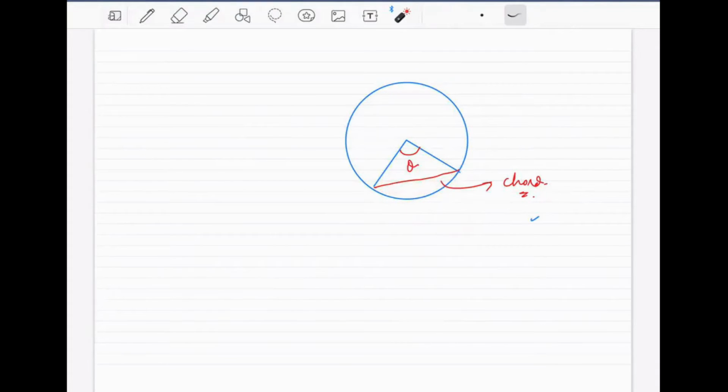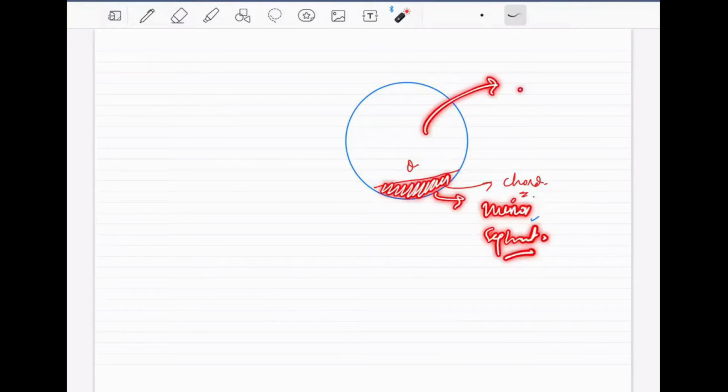Okay, let me remove this first. When you draw a chord, this chord divides the circle into two parts. One portion above, one portion below. These portions are known as segments. So actually here, this smaller portion right here will be called the minor segment. And this bigger portion, the white portion, we will call the major segment.